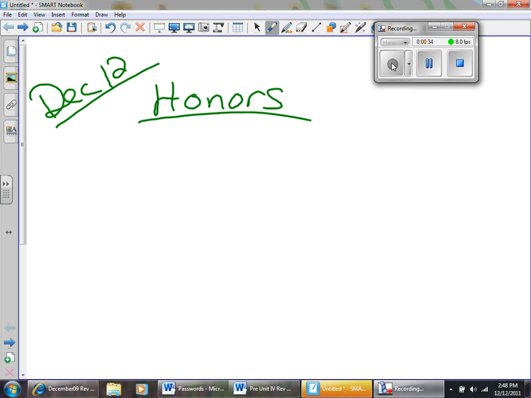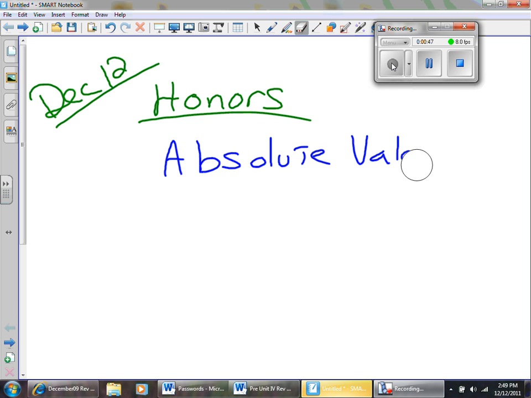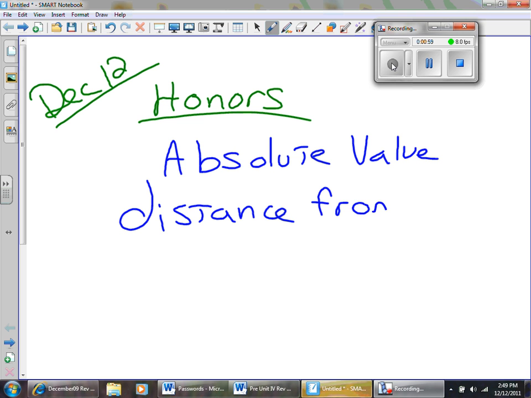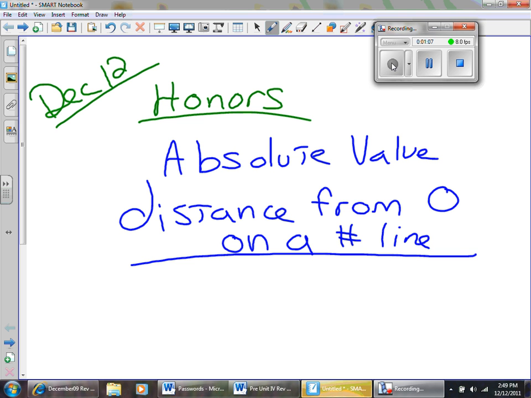All right, so let's see here. Let's say how we're going to approach this. First of all, we're going to start off with absolute value. And remember that the definition of absolute value is the distance from 0 on a number line. You need to know that definition. Okay, the distance from 0 on a number line.